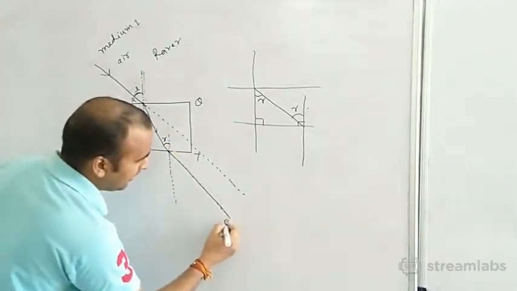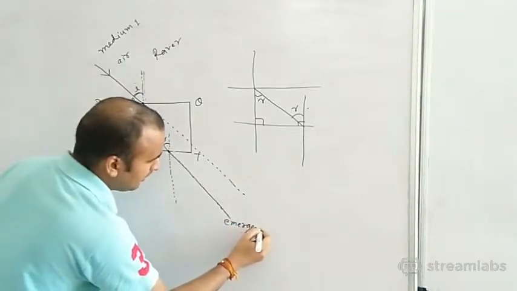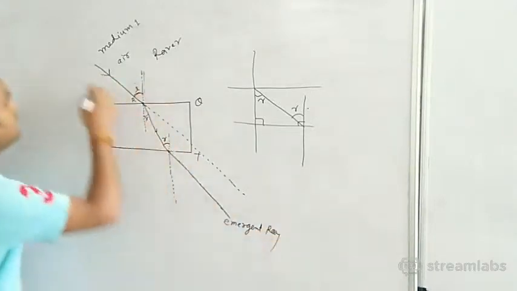Now again, this is known as the emergent ray. This is the incident ray.